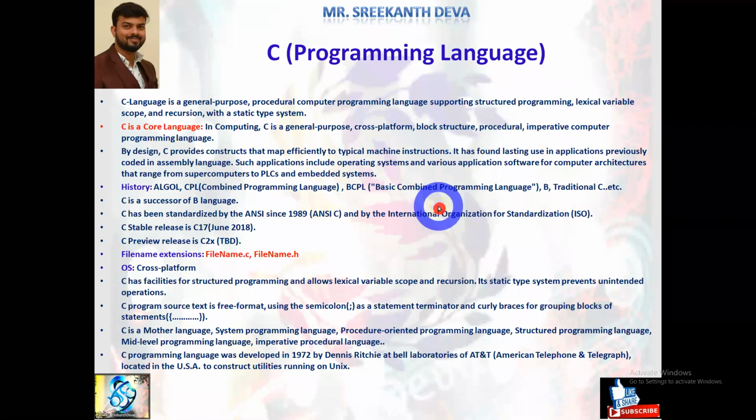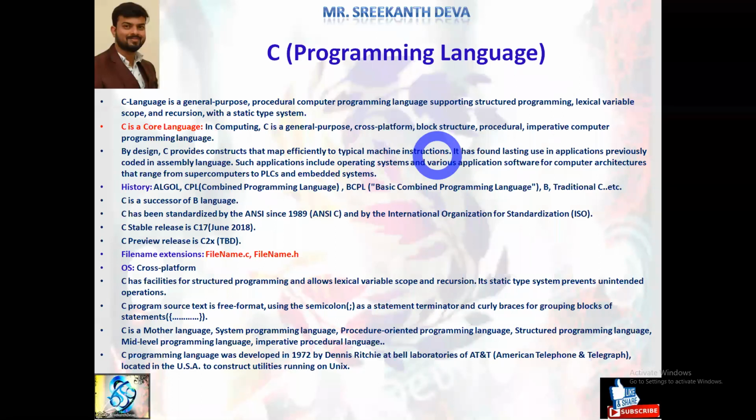Before C, ALGOL, CPL, BCPL, and B were developing low level applications, system related applications only. They didn't support high level. Those are in the generations before the third generation, like the first generation and second generation of programming and computer languages, which are completely machine dependent languages. But C is a machine independent language. For that reason, C is a middle level programming language.